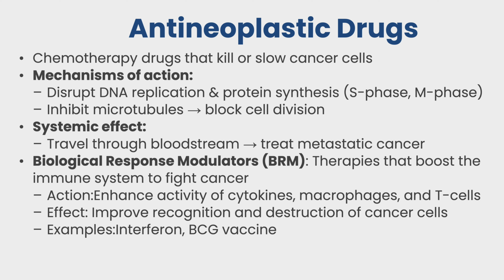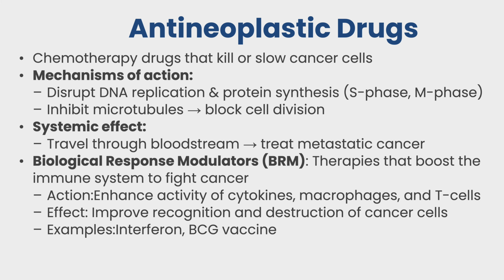Surgery, antineoplastic drugs, chemotherapy drugs that kill or slow cancer cells. Basically, they disrupt DNA replication, protein synthesis, and inhibit microtubules, which blocks cell division. Because remember, we mentioned earlier that cells just abnormally overgrow. So this basically inhibits that. The systemic effect for these antineoplastic drugs is that they travel through the bloodstream and they treat metastatic cancer. Biological response modulators, those are another type of drugs. These therapies boost the immune system to fight the cancer.